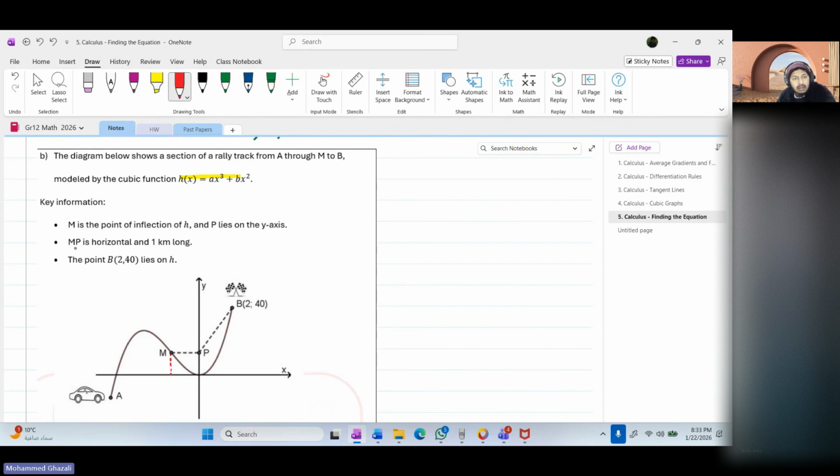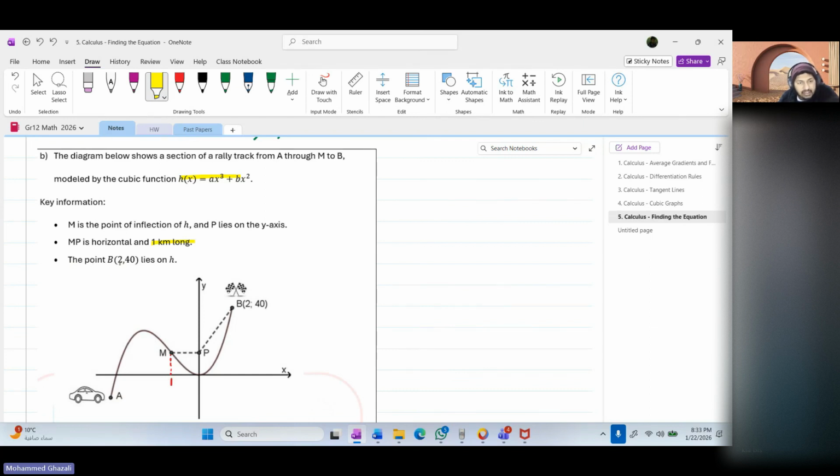MP is horizontal and 1 kilometer long. Because it's horizontal, it's parallel to the x-axis. So because it's 1 kilometer long, we know what the coordinate of M is: 1 and a y value. We don't know what the y value is. So this is important information. I filled it in the graph as well.